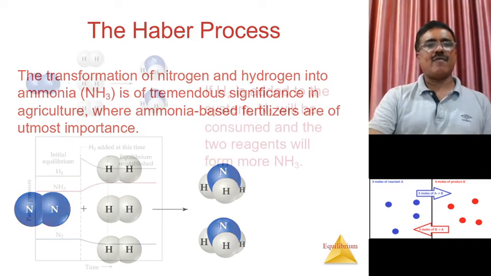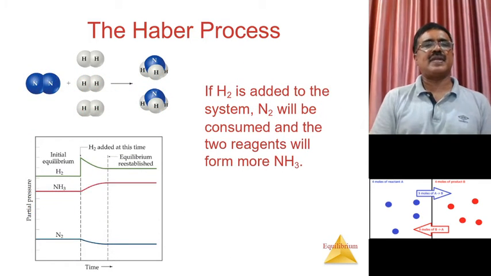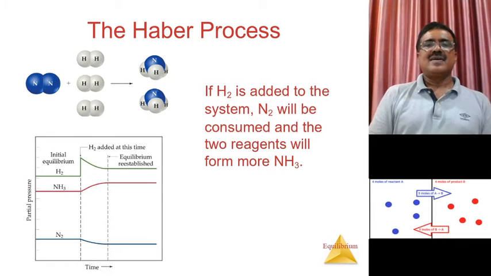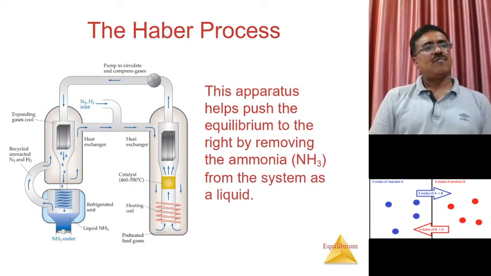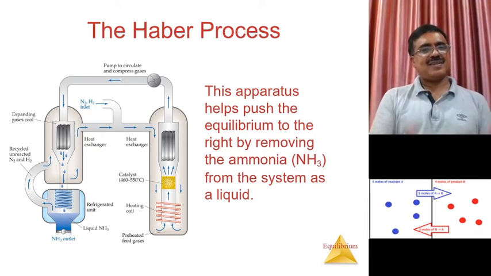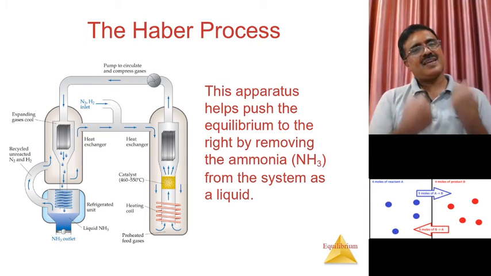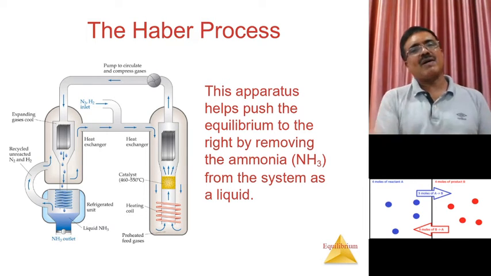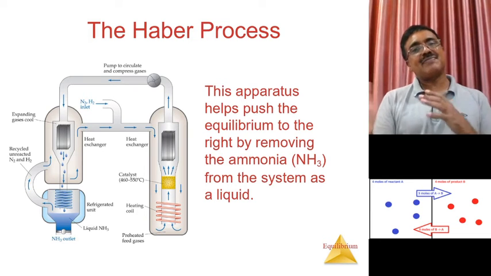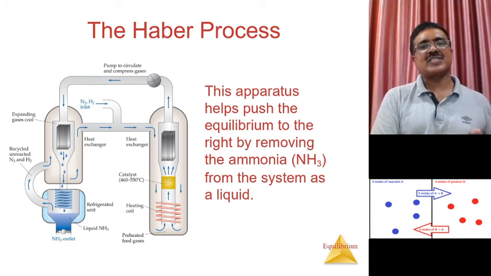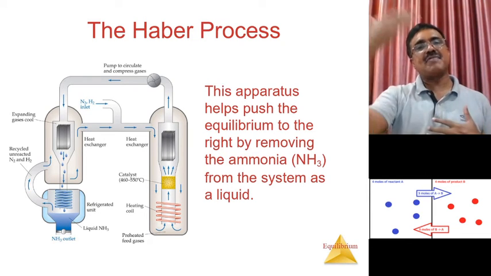Then we can consider the effect of temperature. What happens when temperature is increased? Formation of ammonia is an exothermic reaction. So if you supply heat, the reaction will shift in the direction in which heat is absorbed, that is backward. So high temperature favors the backward reaction, or low temperature favors the forward reaction.